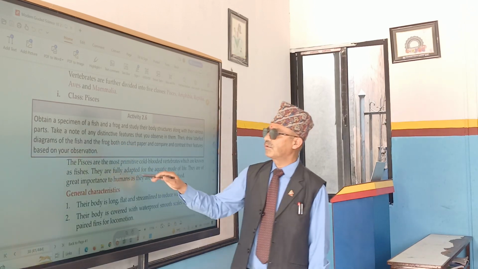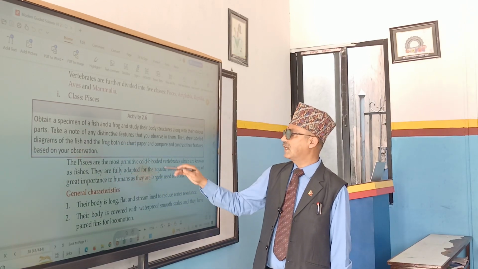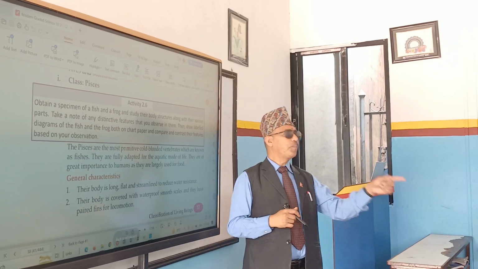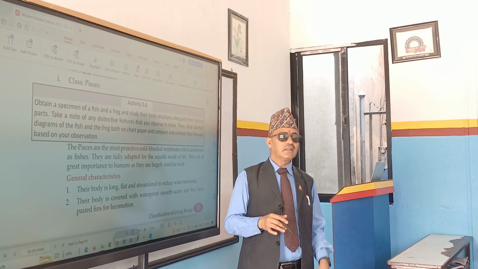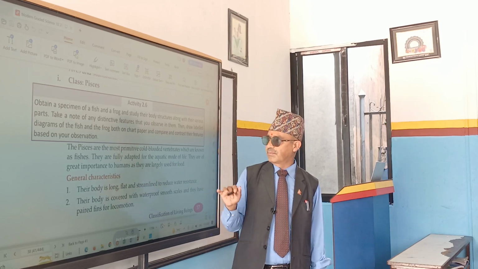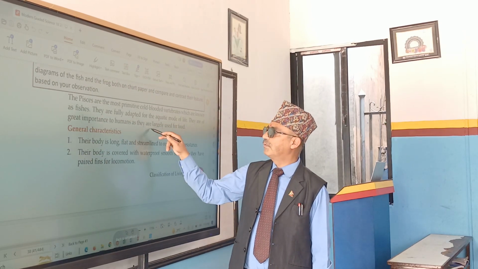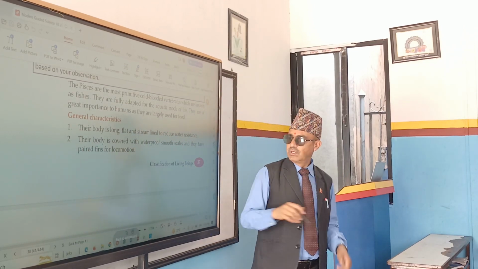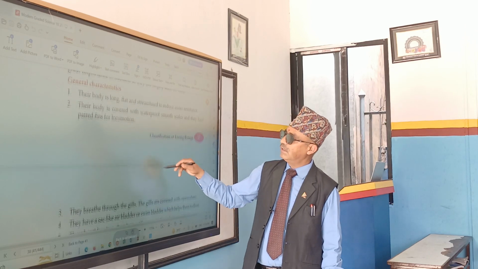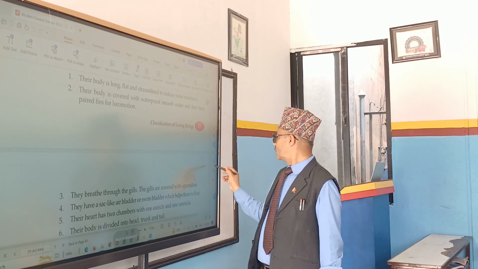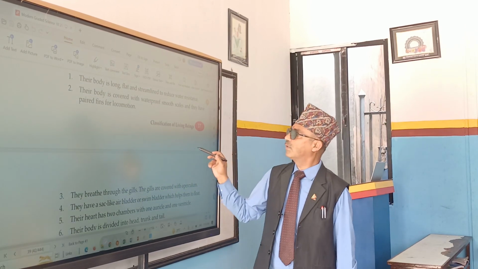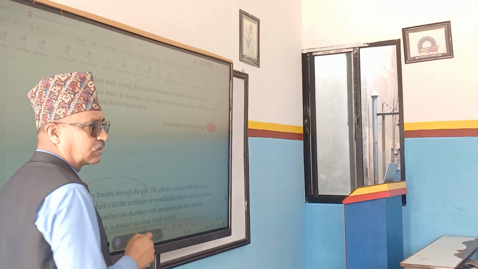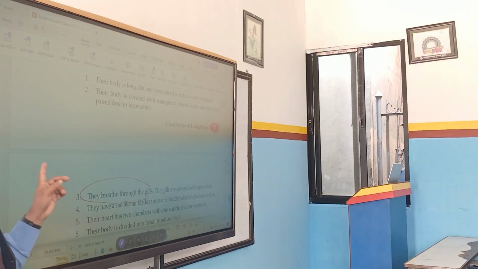Now we are discussing about pisces. So pisces are not so well developed in comparison to other classes, and they are cold-blooded vertebrates. Now we will mention their few special characteristics. First of all, they breathe through gills. This is a very important characteristic. Other organisms, they don't do like this, right?